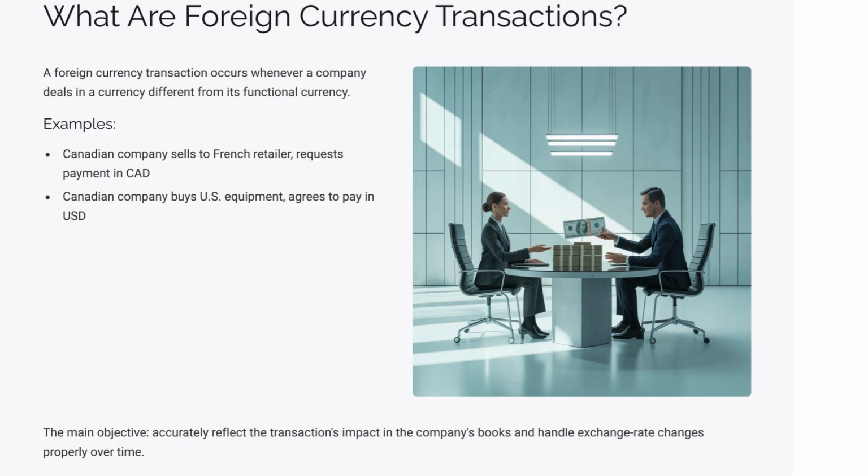Let's start simple. A foreign currency transaction happens whenever a company deals in a currency different from its normal operating currency, what we call its functional currency. For example, a Canadian company sells goods to a French retailer and requests payment in Canadian dollars. That's still a foreign transaction, but denominated in CAD. Or a Canadian company buys equipment from a US supplier and agrees to pay in US dollars. That's also a foreign currency transaction. The main objective is to make sure the transaction's impact is accurately reflected in the company's books in Canadian dollars, and that exchange rate changes are handled properly over time.